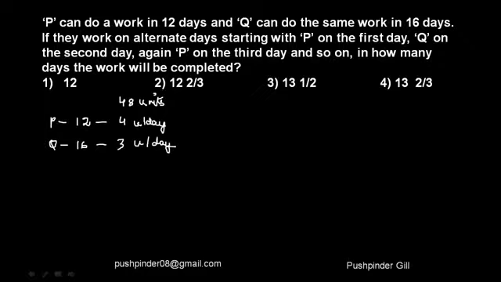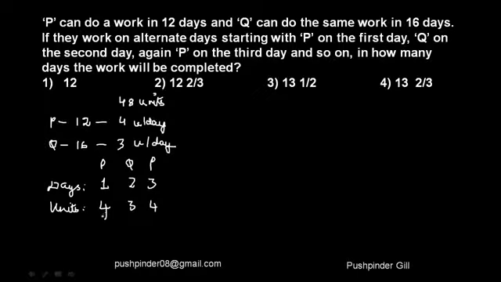Now they are working on alternate days, right? P is working on the first day, Q is working on the second day. So these are days here and these are units here. Let's see what happens. On the first day P is working and he is finishing his 4 units. On the second day Q is working and he is finishing his 3 units. Again on the third day P is working and is finishing his 4 units.